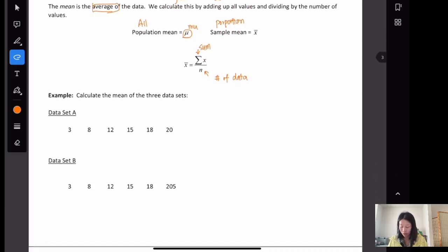So for example, here, let's calculate the mean of these data sets. Our x bar is equal to the sum, which is 3 plus 8 plus 12 plus 15 plus 18 plus 12, divided by the size of the sample, which in our case is 6. We have 6 data in total. So here it is equal to 76 divided by 6, approximately 12.67.